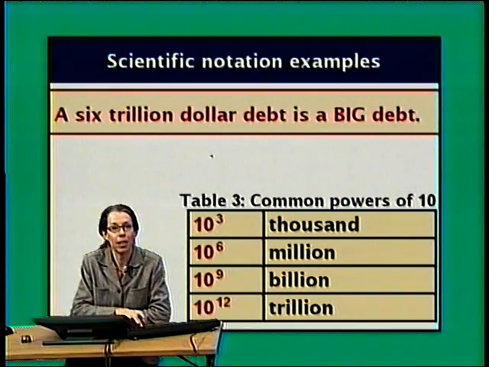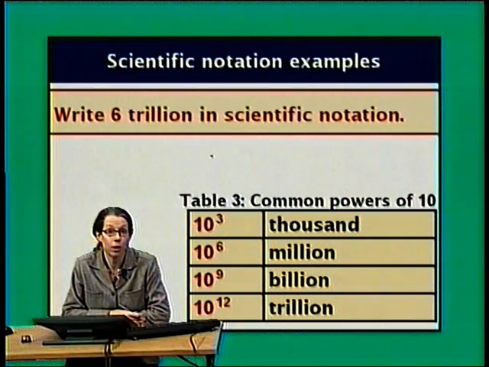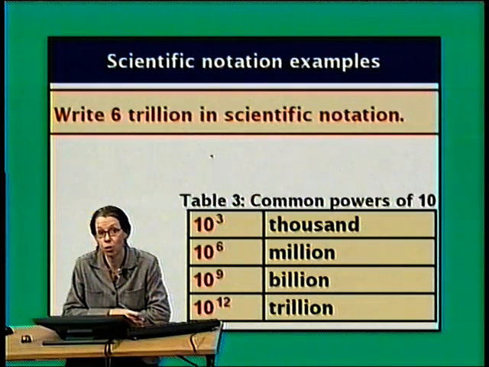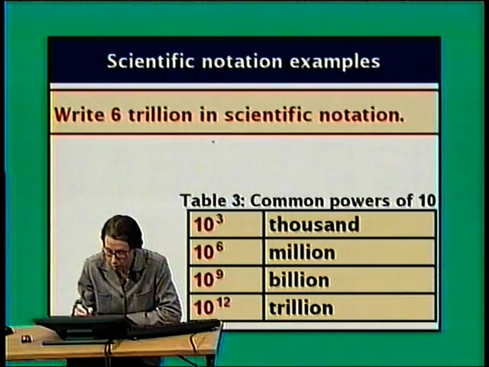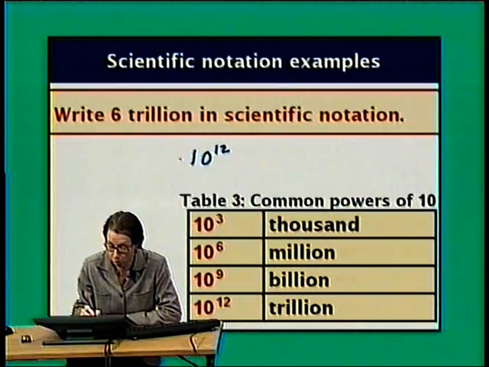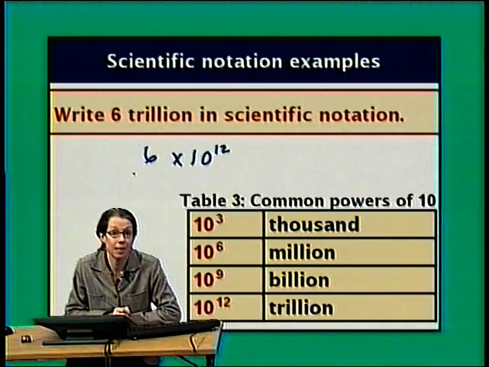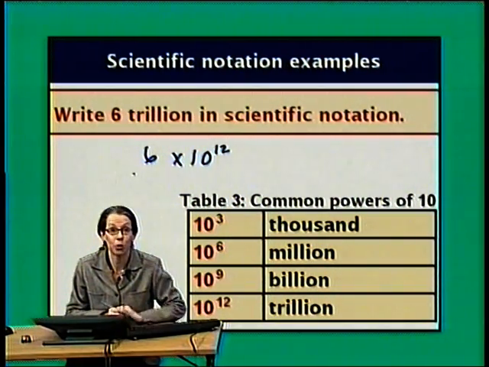So what we have here is a $6 trillion debt. Let's write 6 trillion in scientific notation. Well, as a power of 10, a trillion is 10 to the 12th. So for 6 trillion, we have 10 to the 12th, and we need 6 of those trillions. So we're just going to multiply it by 6. So 6 times 10 to the 12th, that's 6 trillion.